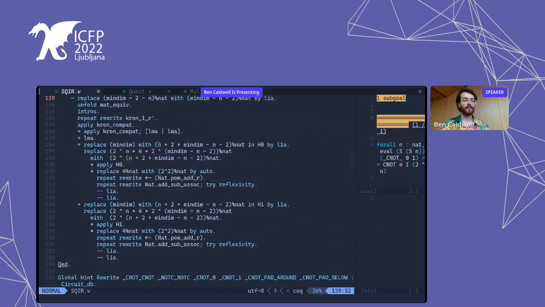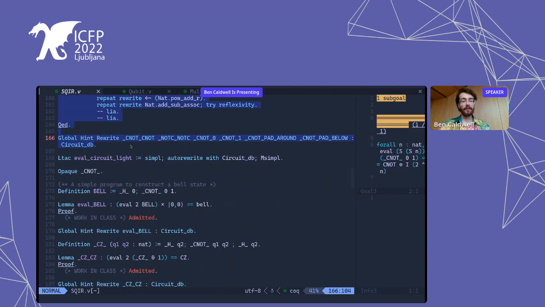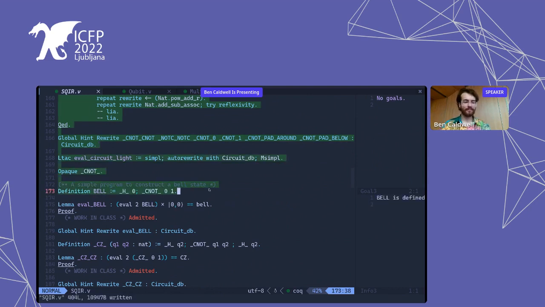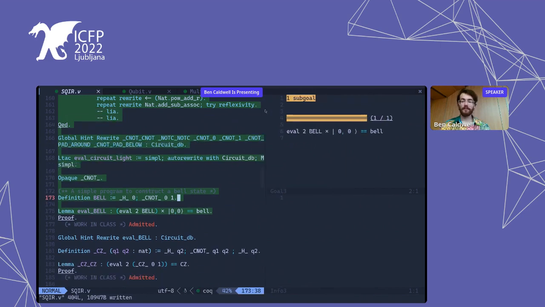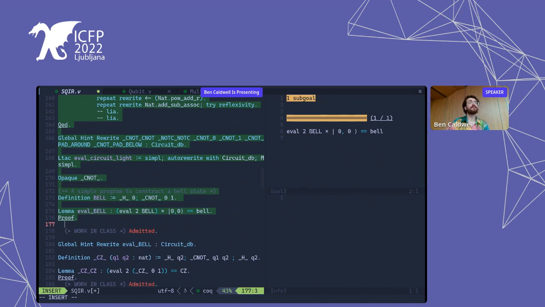We can talk about taking these circuits and evaluating them. We can throw these into a circuit database for hint rewriting. And we can do some auto rewriting over there. And then we can say, okay, well, this is now a circuit in the Squire language, which we know should construct a Bell state. We've proved something similar, but in the matrix representation. And now we just need to make sure that our actual language is correct. And so how would we want to get started with this eval Bell? Does anybody have any ideas?